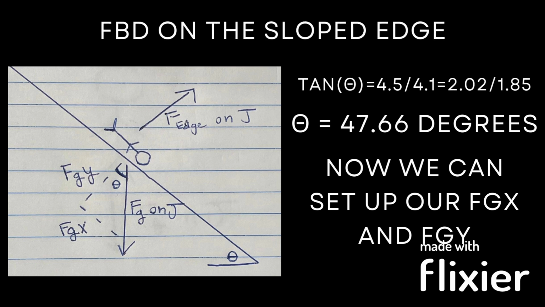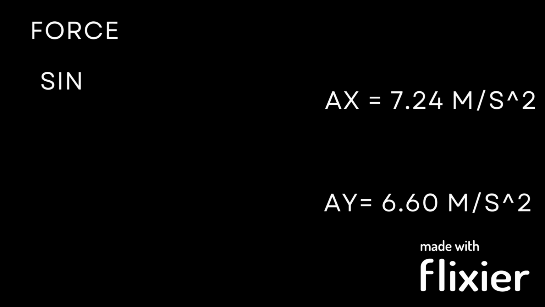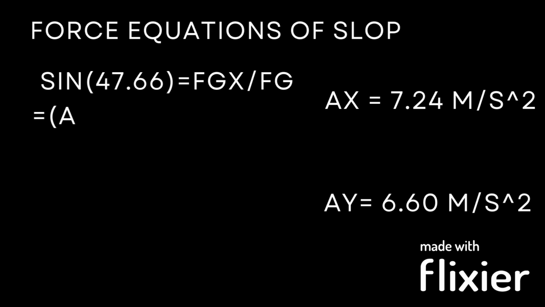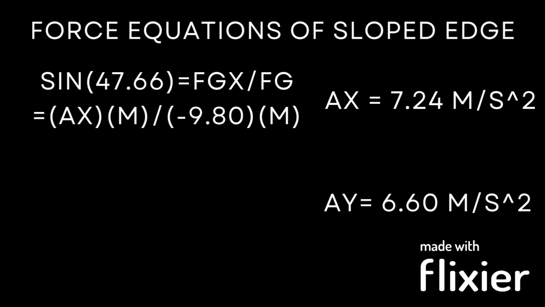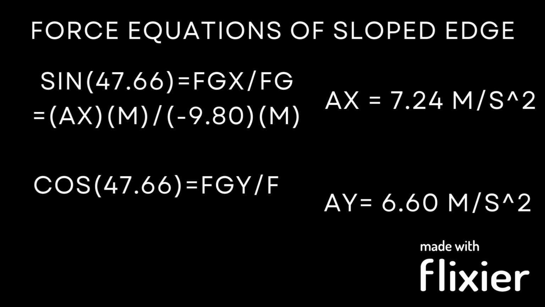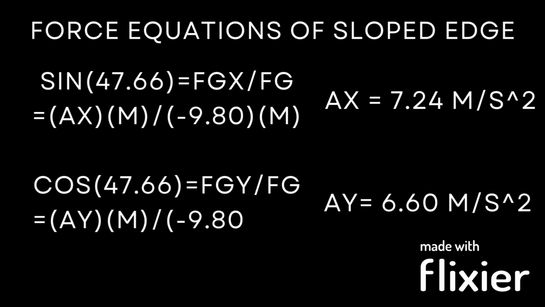And then we can use this angle to find the individual components and the individual amount of force that gravity is having on John Wick as he goes down the slope. More specifically, we can set up the equation sine 47.66 equals the force of gravity x divided by the force of gravity as a whole, and cosine 47.66 equals the force of gravity y divided by force of gravity as a whole, in which we find acceleration in x to be 7.24 meters a second squared and acceleration in the y to be 6.60 meters a second squared.